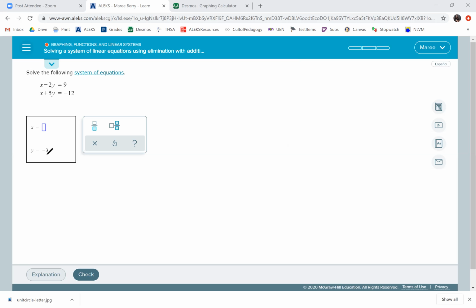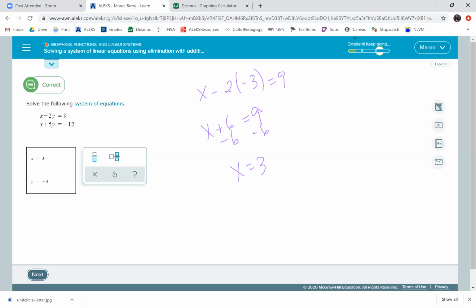Okay, so we're plugging in a -3 for y. So let's just use the first equation. So we have x, and this becomes a +6 because you have two negatives there. So subtract 6, and you get x equals 3. So you can check by plugging the 3 and -3 into both equations. If it works in both, then you did it right.